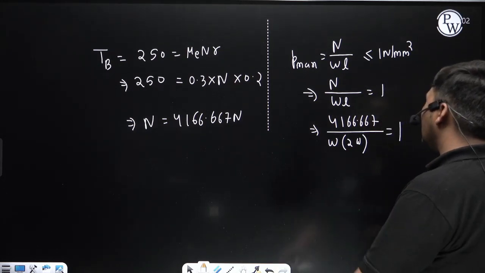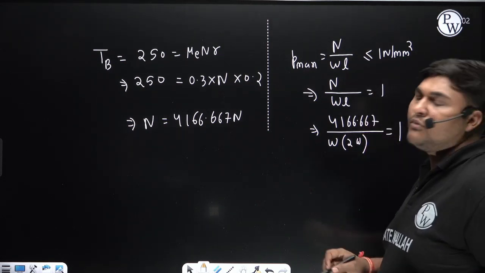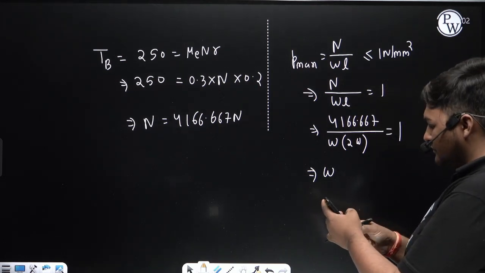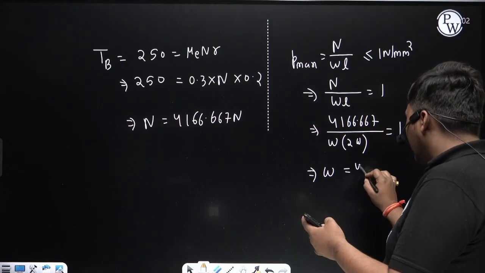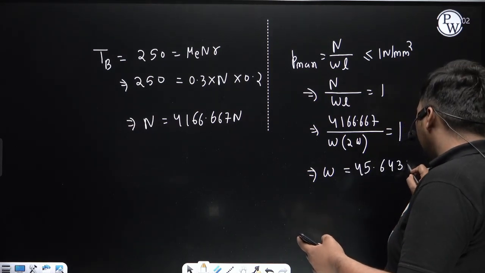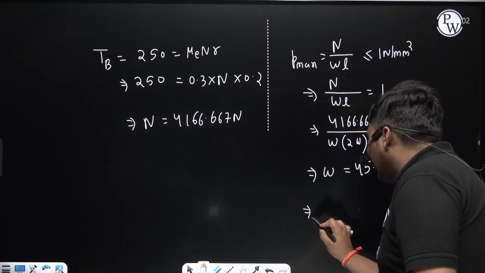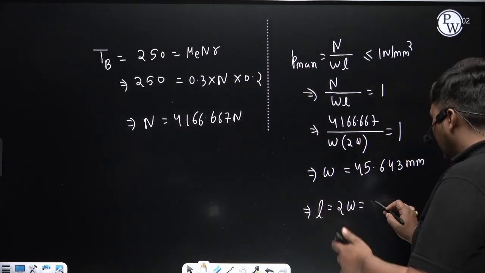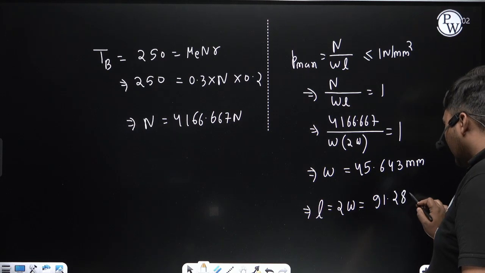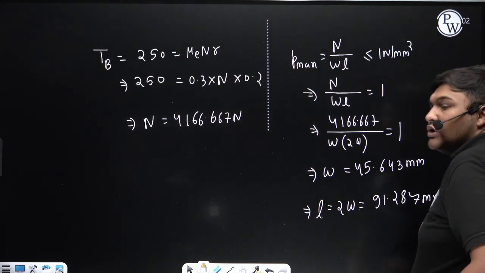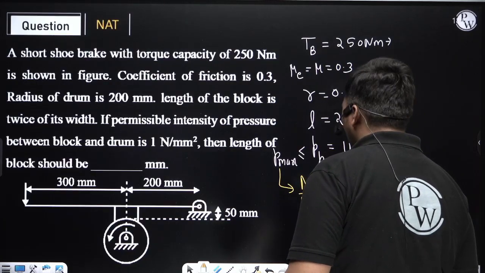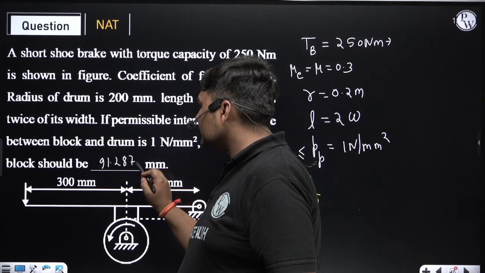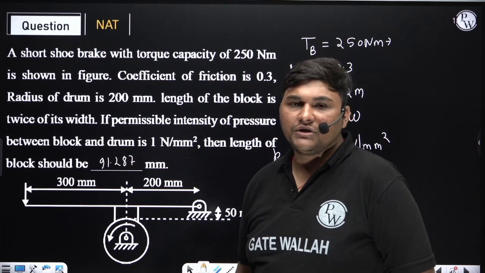From this equation we'll get the value of W, and since pressure is in Newton per mm square, W will come in mm. How much is it coming? The value of W is coming 45.643 mm. So it is the limiting value of W. The examiner is asking the length of the shoe, that is L, which is twice of W. So L will come to 91.287 mm. So for this question, the limiting value of the length of the shoe is 91.287 mm. Okay, so this is the solution of this question.